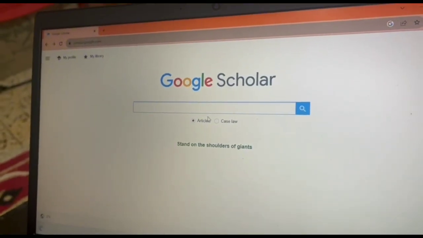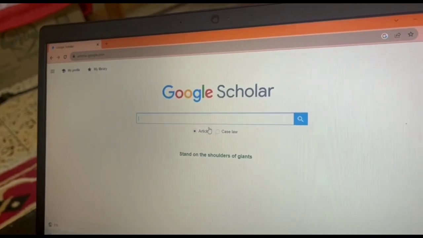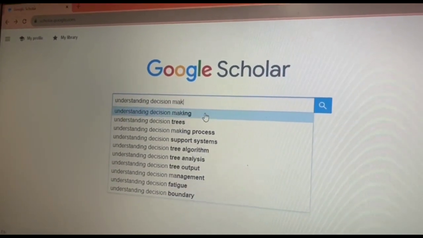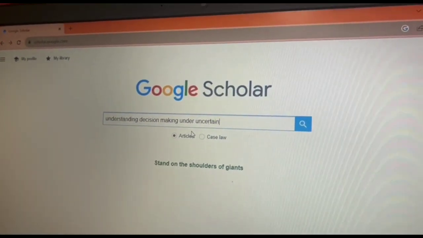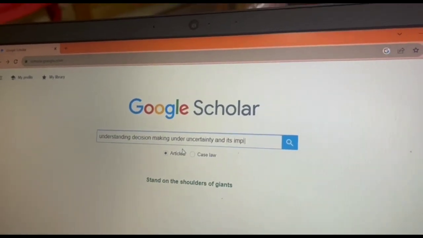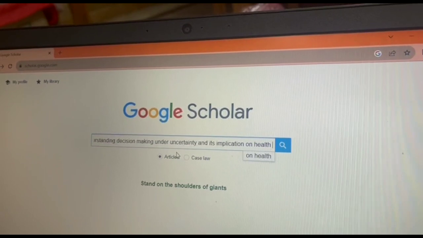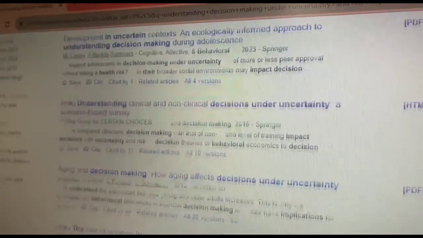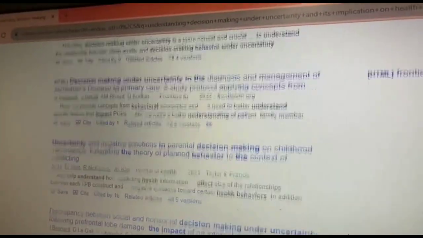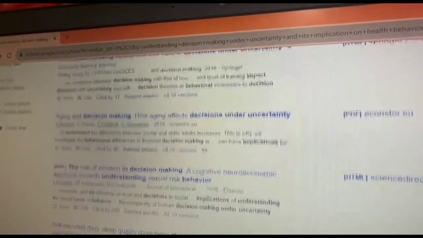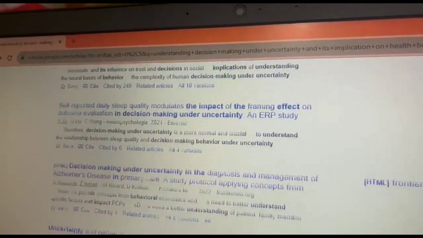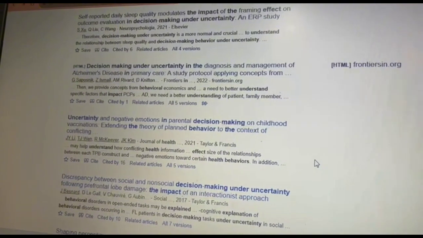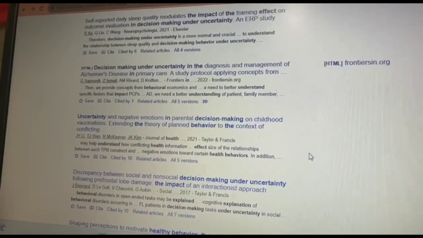We went to Google Scholar, and there we typed our topic. For example, mine is understanding decision making under uncertainty and its implication on health behavior. This is where we found our research papers. Then we went through all the papers related to our topic, downloaded them, referred to them, and highlighted the subtopics which are related or important to us, to make our essay strong enough to support our views.